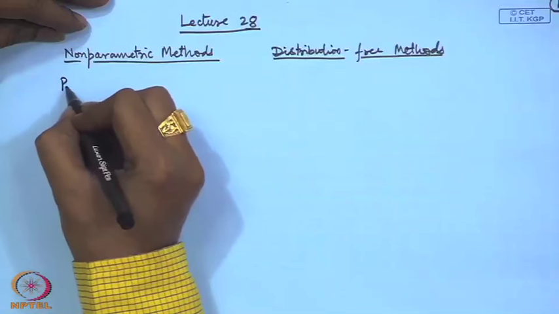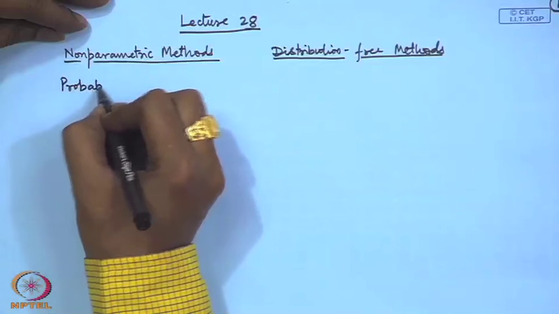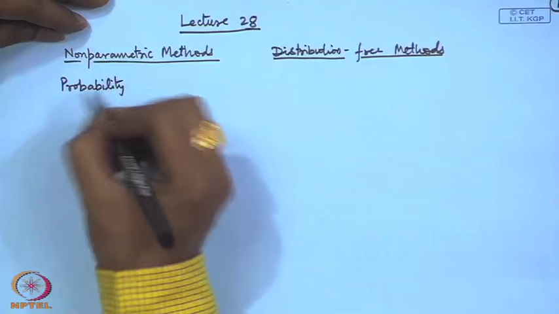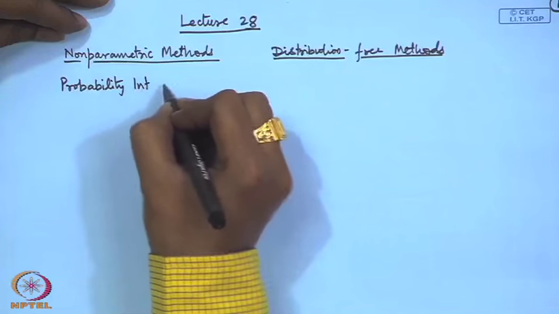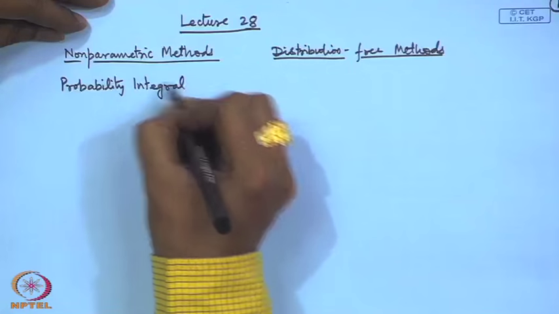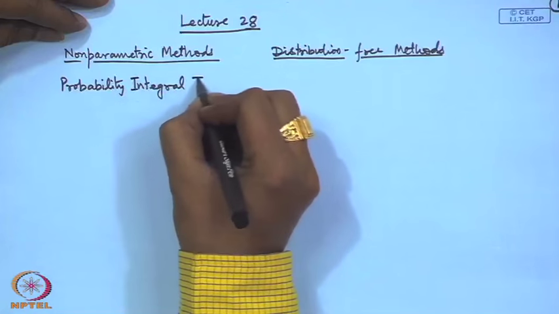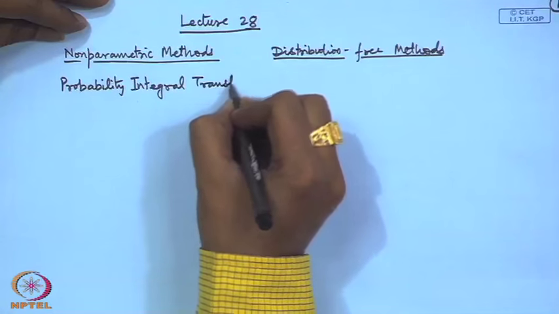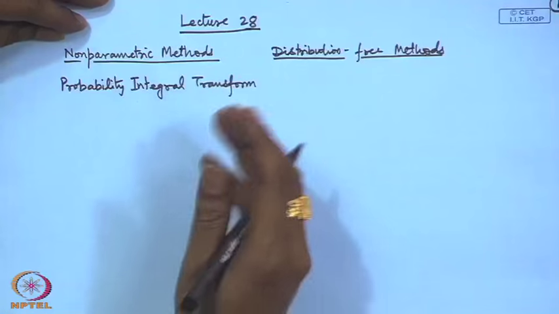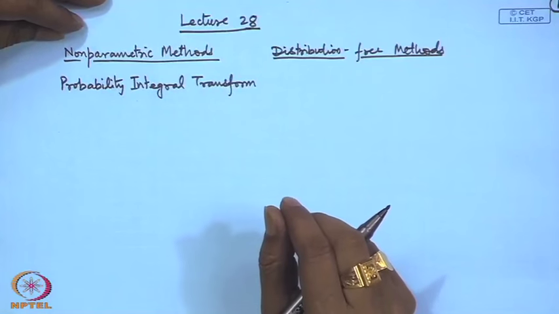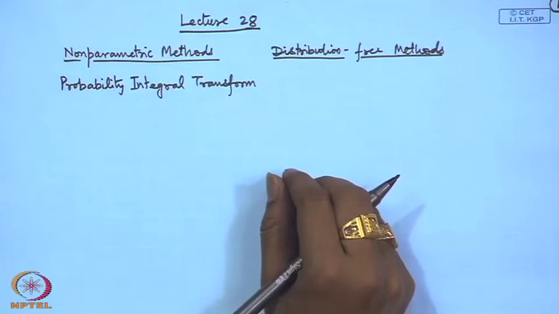The primary building block of non-parametric methods is the following result, that is called the probability integral transform. Briefly I mentioned this in my distribution theory lectures, when we were discussing the distribution of a function of a random variable. So this particular result is actually a building block of the methods which are developed for non-parametric statistics.